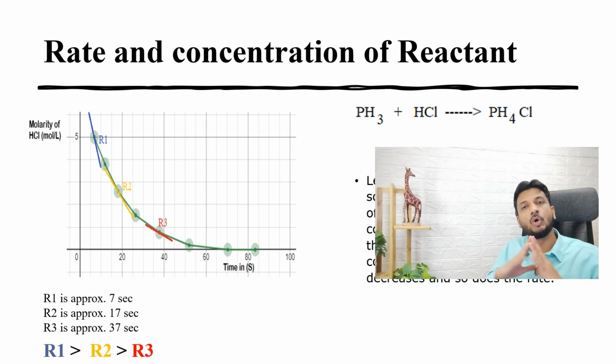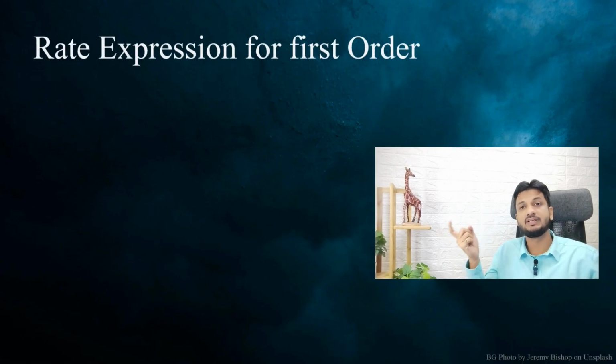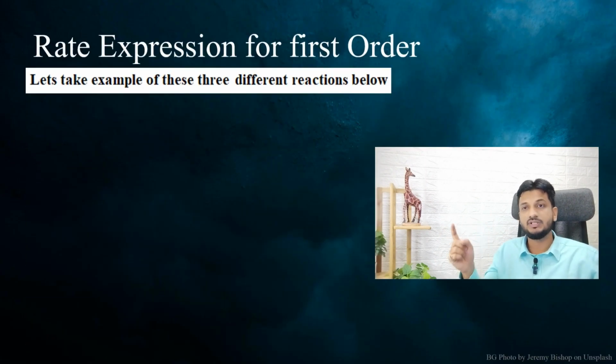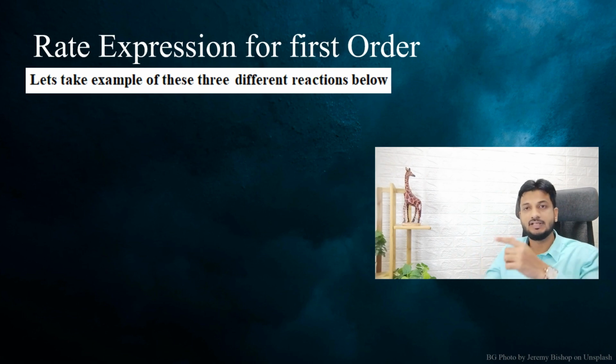But does this happen always? Or does it apply to all types of reactions? So let's go into detail in our next slide. So now we're going to talk about how in different scenarios the rate gets affected by concentration. When does it get affected and what is the effect like? So let's take the first example here in the next slide.